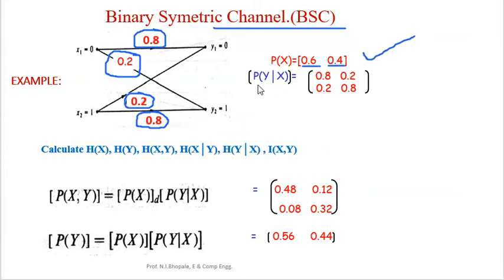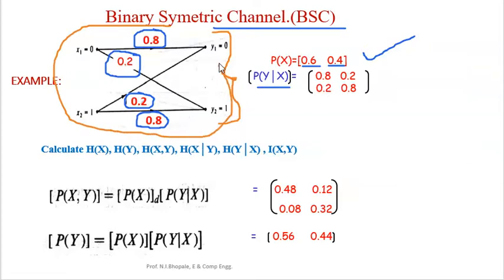Next, the conditional probability matrix is provided, that is p of y given x. This particular matrix is prepared based on the nature of the channel diagram. This left portion is nothing but the channel diagram. Based on this channel diagram, we are going to prepare the channel matrix, that is p of y given x. Here the first element, let me just highlight it, is 0.8.